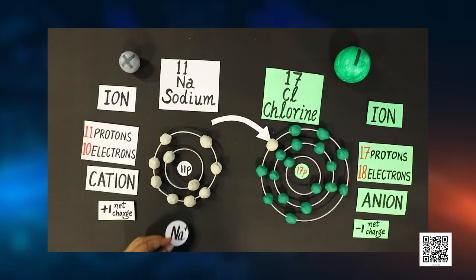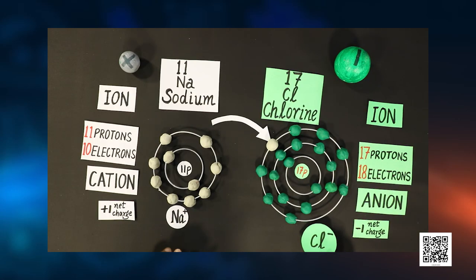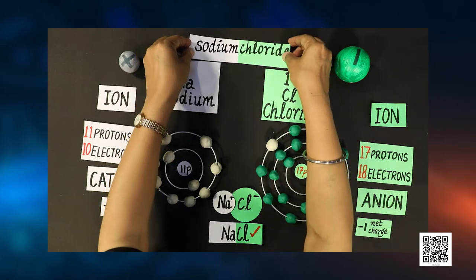Now, this sodium ion, which is Na+, and the chloride, which is Cl-, being oppositely charged, attract each other and are held together by strong electrostatic forces of attraction to exist as sodium chloride.